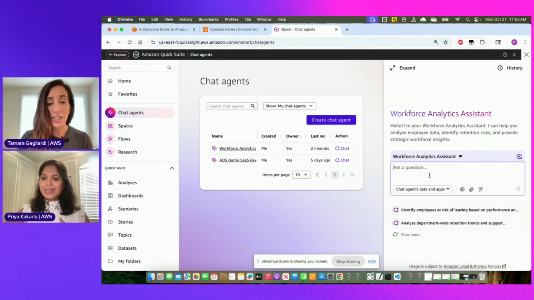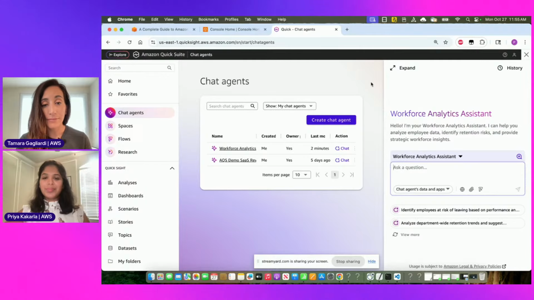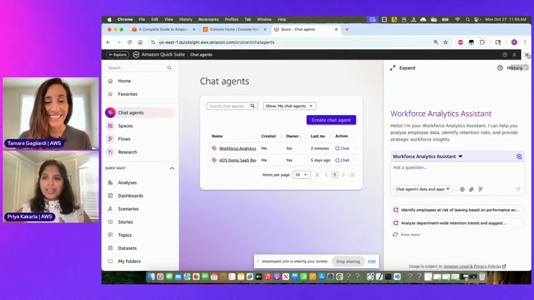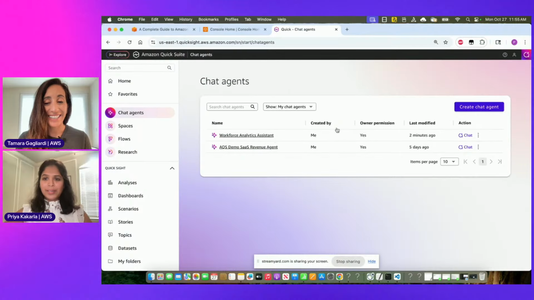So, going back to the agent, you click build, and I have it done. Now what do we have? Back to the chat agents, I'll just quickly show you. Here are the chat agents. Here is the one that we built like 2 minutes back.